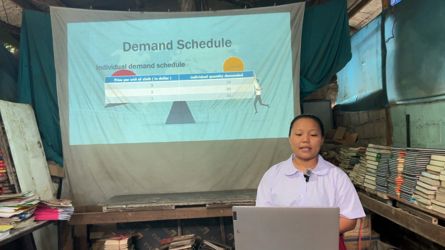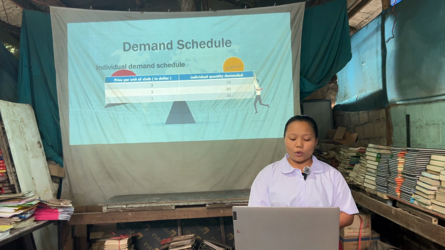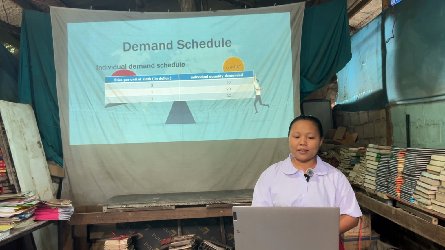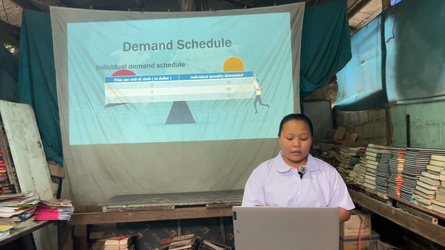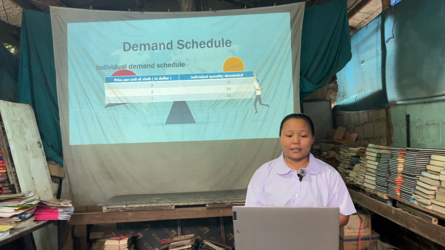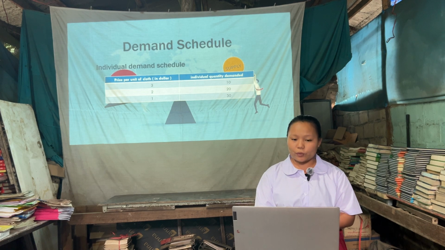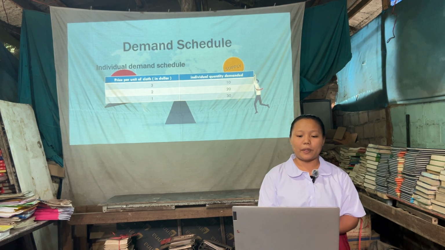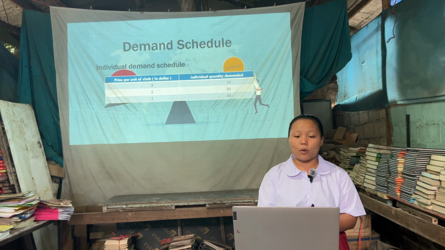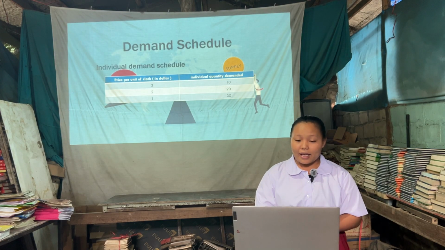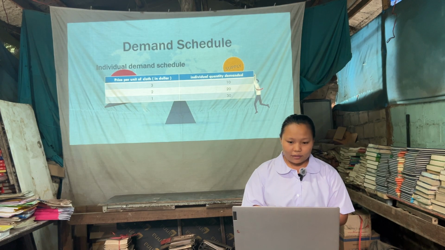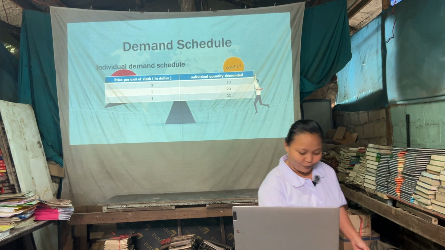The next topic is the demand schedule. A demand schedule shows the relationship between price and quantity demanded in a table. For example, when the price is $3, people demand 10 units. When the price is $2, people demand 20 units. When the price is $1, people demand 30 units. So we can see that as the price decreases, the quantity demanded increases. This is my part.